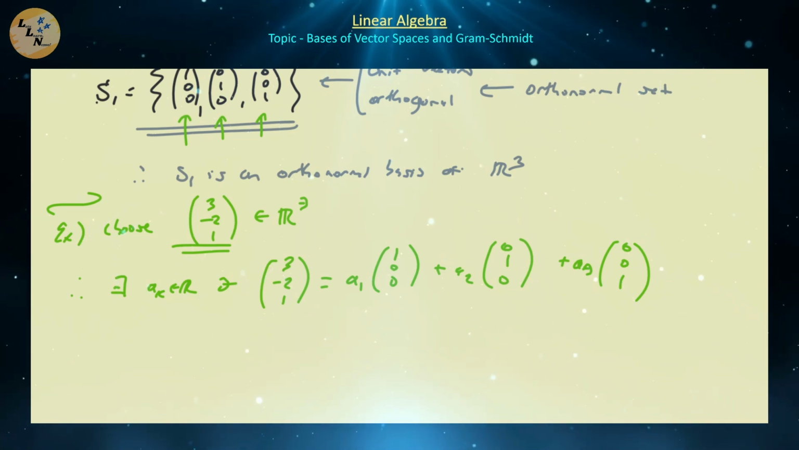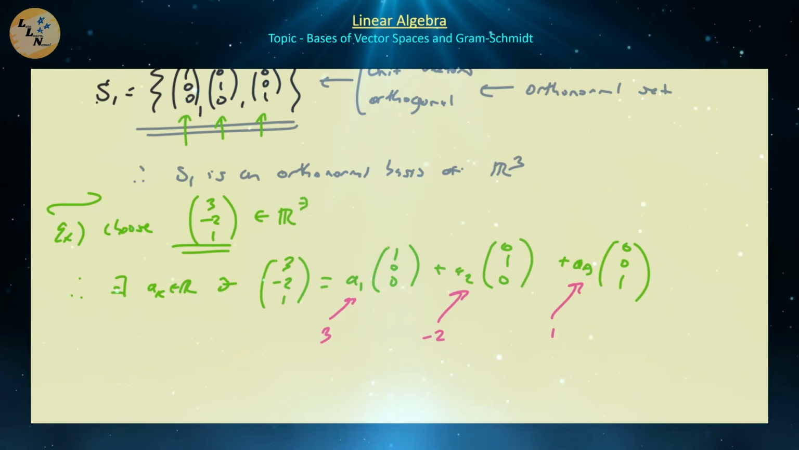Well, just by observation, you should be able to guess that a1 needs to be equal to 3, a2 needs to be equal to -2, and a3 needs to be equal to 1, because that's pretty much the easiest decomposition of an Rn vector that you could possibly have, i.e. these (1, 0, 0) type of vectors in terms of linear combinations.